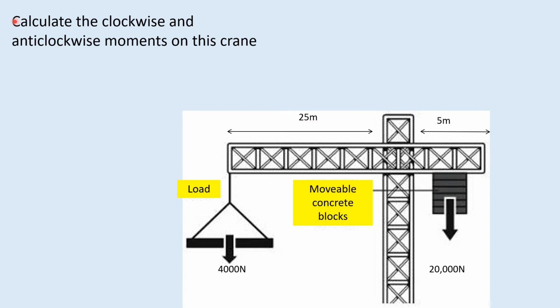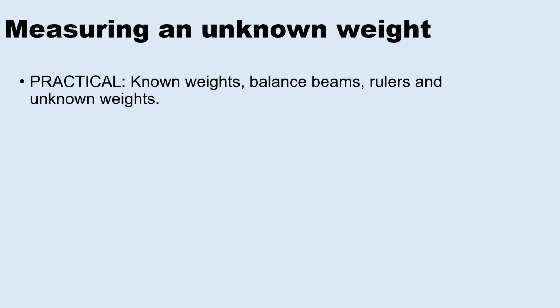So if we go through the answers now, it's 4,000 newtons times by 25 meters for the anti-clockwise moment, which is this one here, and then that one's the clockwise moment. So that is 100,000 Newton meters, and you do 20,000 times by 5 meters for the clockwise moment, and that is 100,000 again. So that is also in equilibrium.